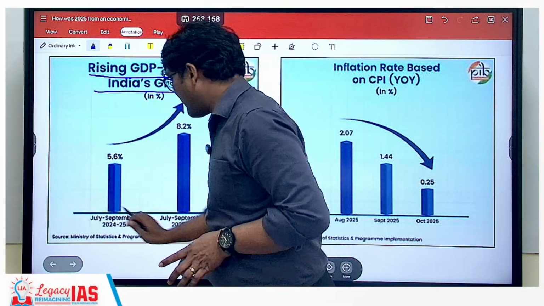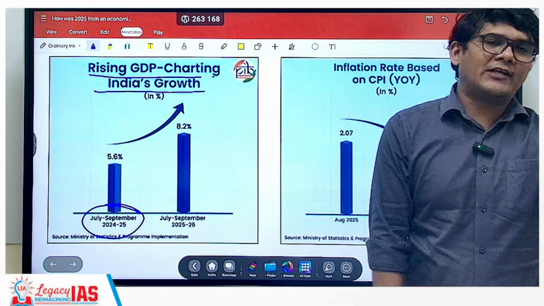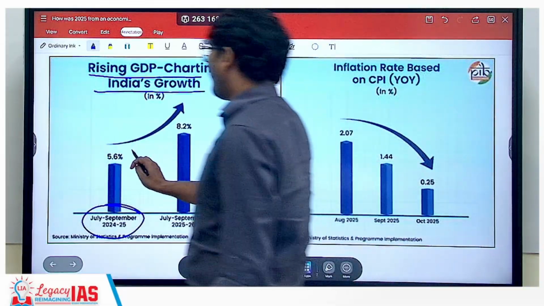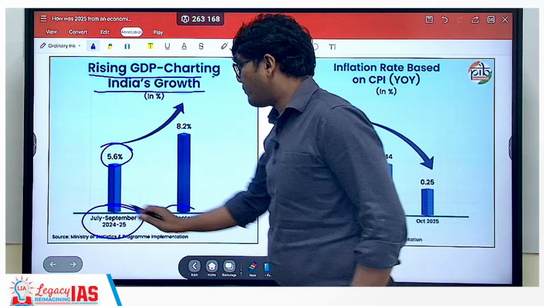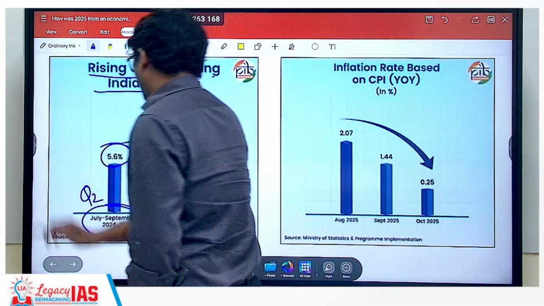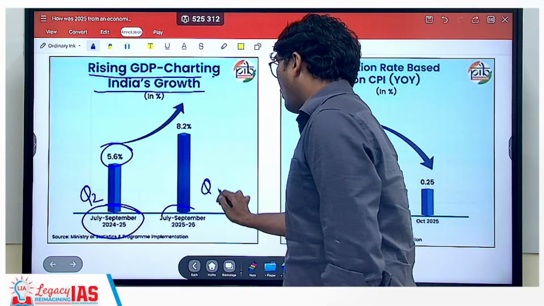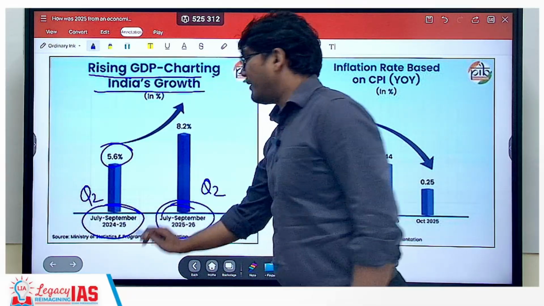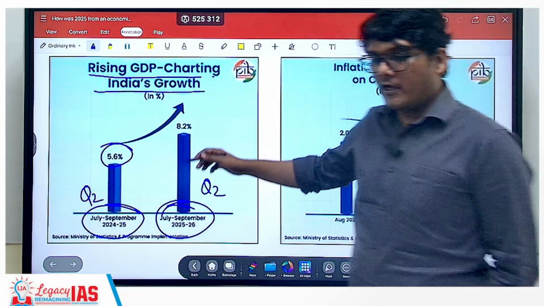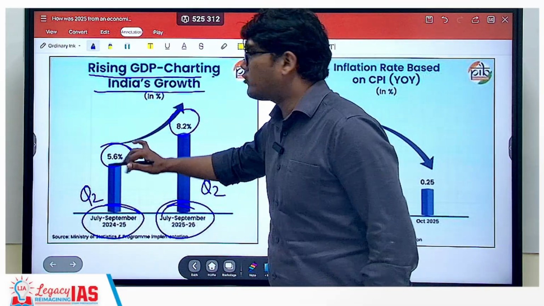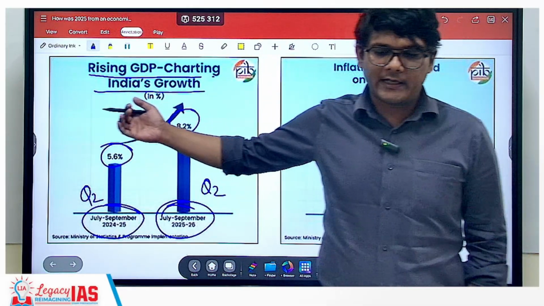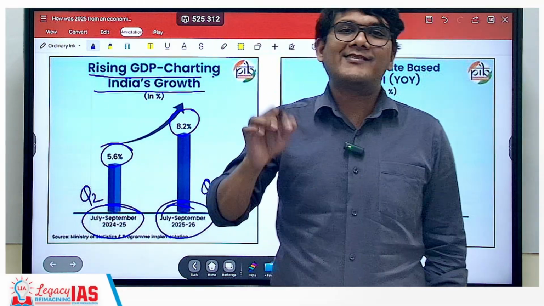In July-September of the last financial year, the GDP growth rate was 5.6 only. This is the Q2 of 24-25. In the Q2 of 25-26, the GDP growth rate is how much? It is 8.2%. So a considerably higher growth rate in our GDP is seen.